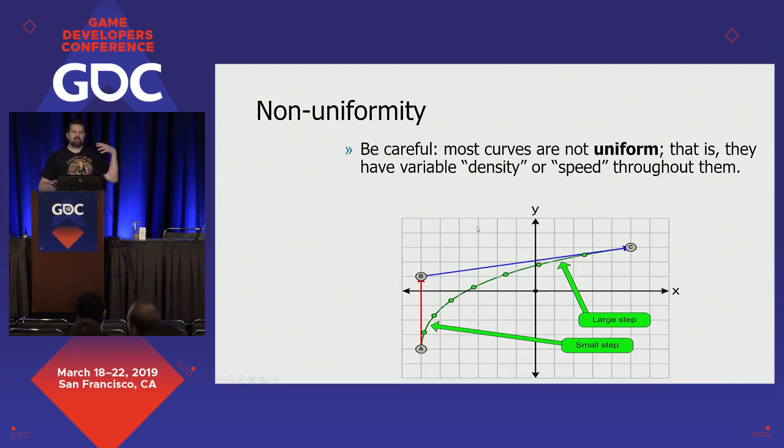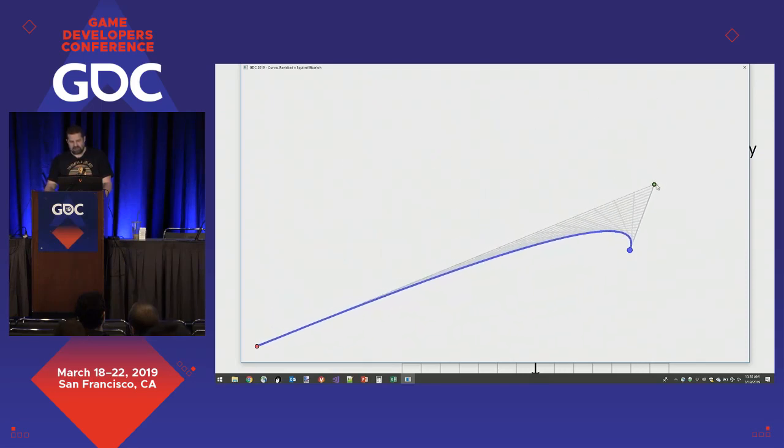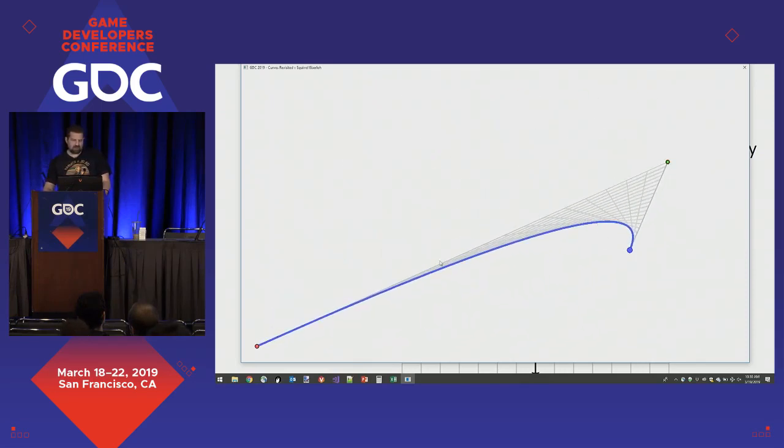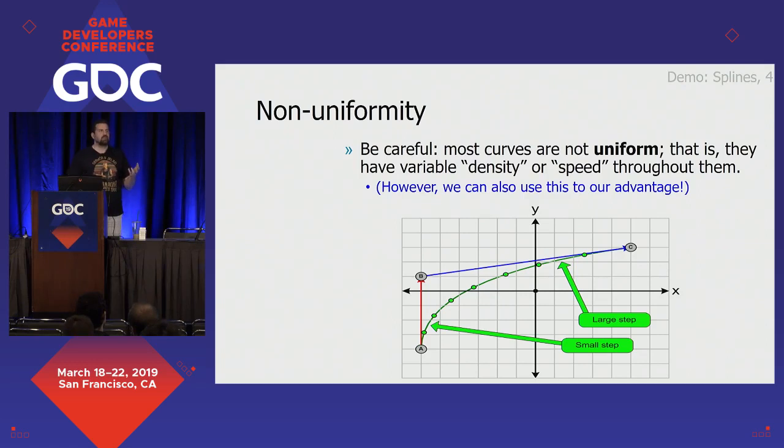Note, of course, that curves are not uniform, right? Sometimes the grid lines, if you will, are more densely packed than others, right? If I do something like this, I get a lot of grid lines up here, and then they're really stretched out far here. So the point is going to move very quickly at first and then slow down later on. But that's also interesting. We can use it to our advantage. We could think of it as a velocity. We could think of it as a density.